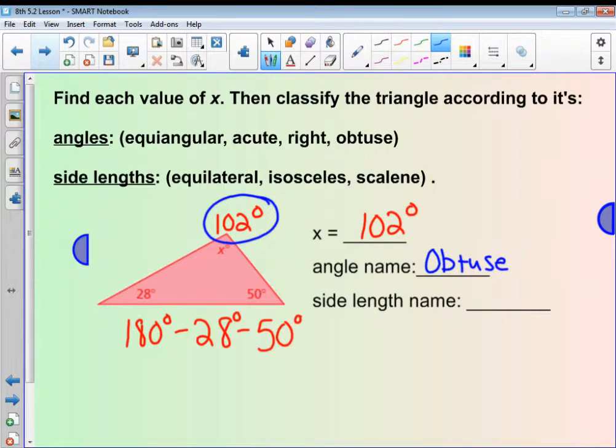Okay, to determine the side lengths, we either have to look for markings. If it has markings that are the same on two sides, that means those sides are the same length. Or we can look at the angle measures. We've got 28, 50, and 102. None of those are the same, which means that none of the sides are the same either. So if no sides are the same length, that's the scalene.